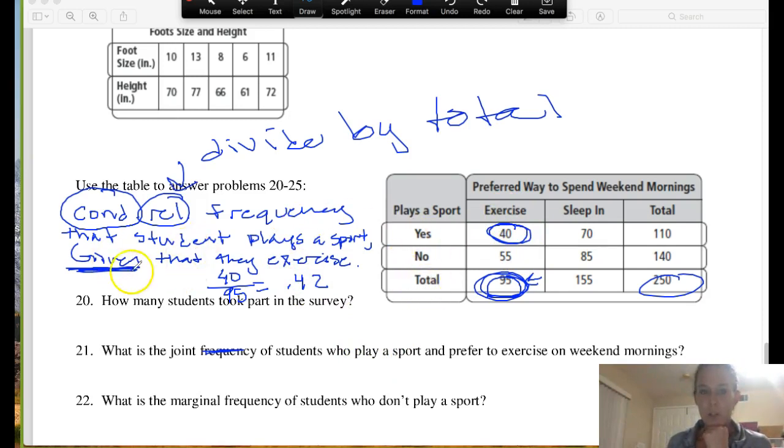All right, so make sure you know that the given is the column or row that you get your total from. And then relative means divide by the total, usually this, unless it's conditional.